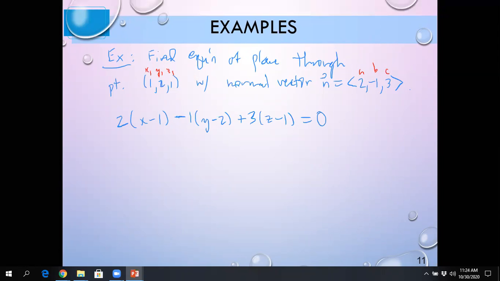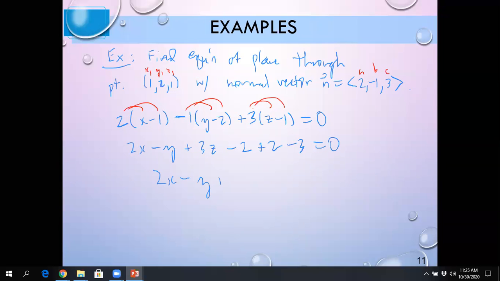Yeah? And a lot of times it's quite a bit easier to just distribute things and simplify. So if I were to distribute this 2 and this -1 and this 3, let's just simplify this, okay? So what would I get? 2x minus y plus 3z. And then what am I going to have? Minus 2 plus 2, and then minus 3 equals 0. Okay, so look, that's 2x minus y plus 3z minus 3 equals 0.